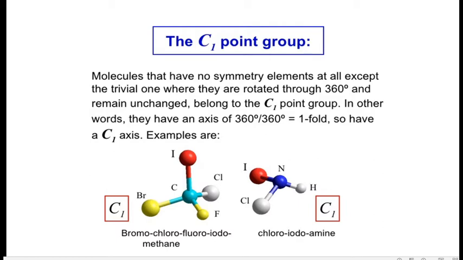Okay, the second example is chloroiodoamine. In chloroiodoamine, here it has only identity E, and does not have any other symmetry element. So the molecule having only identity E, with all other symmetry elements absent, one can assign the point group as C1. So these are the examples of molecules having the C1 point group.